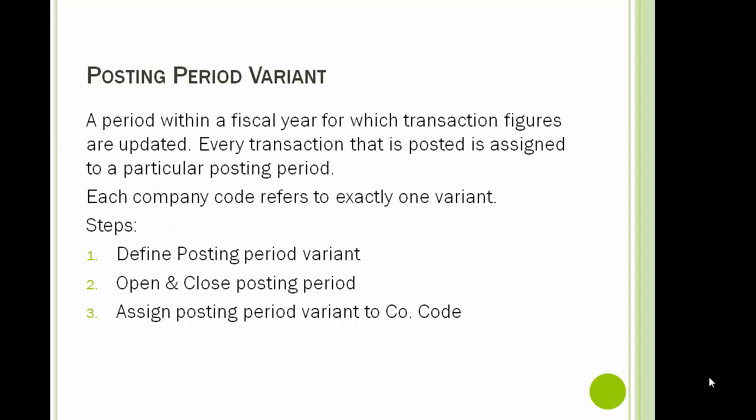Posting period variant. A period within a fiscal year for which transaction figures are updated. Every transaction that is posted is assigned to a particular posting period. Each company code refers to exactly one posting period variant. The steps are basically to define the posting period variant, then we open and close the posting period, and we assign the posting period variant to the company code.